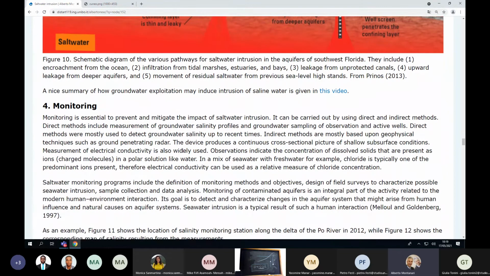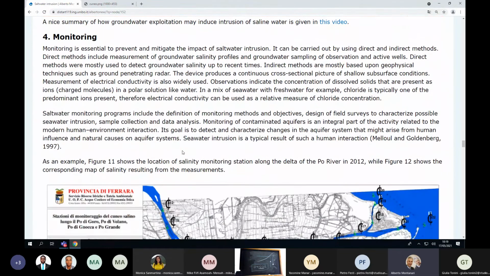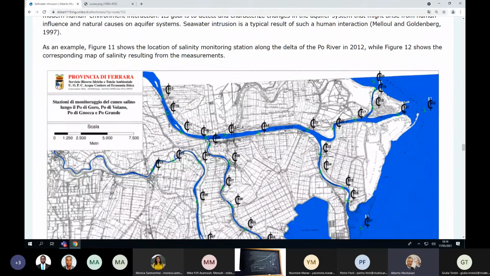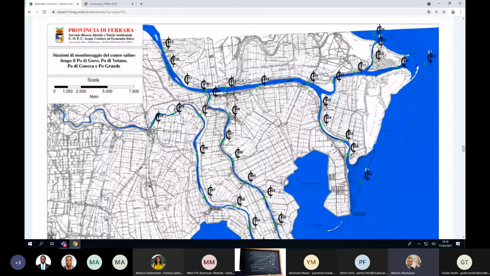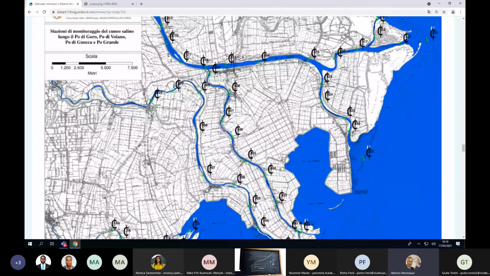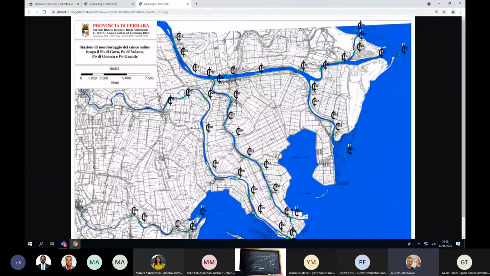So, in order to detect the problem, it is essential to monitor salinity. And I want to give you an example, which is the monitoring network placed along the Po River delta in order to measure the salinity. Let me just open the figure here. You see the map of the stations. These symbols that you see, similar to the euro symbol, with the numbers, identify monitoring stations. And you see that there are some monitoring stations in the sea.